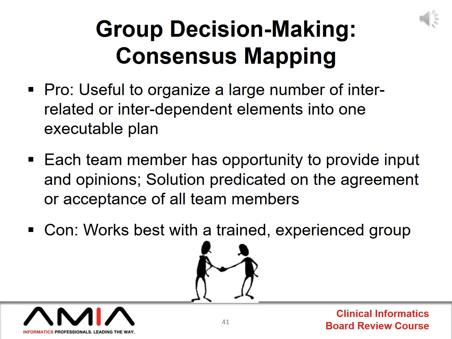The biggest disadvantage to consensus mapping is that it really works best with a trained, experienced group of people because you have a facilitator, groups, and subgroups. You're asking people to cluster tasks together. If they haven't done this before, that process could be very slow.